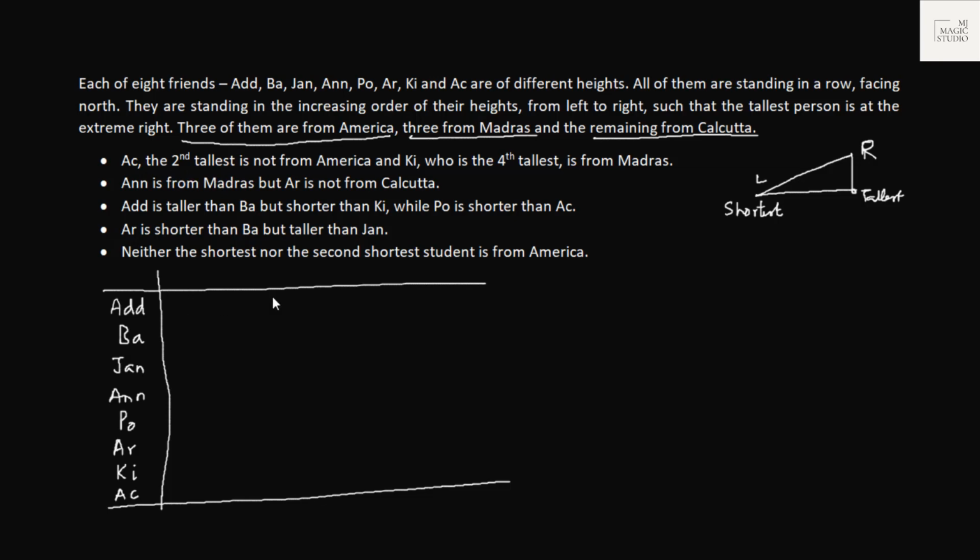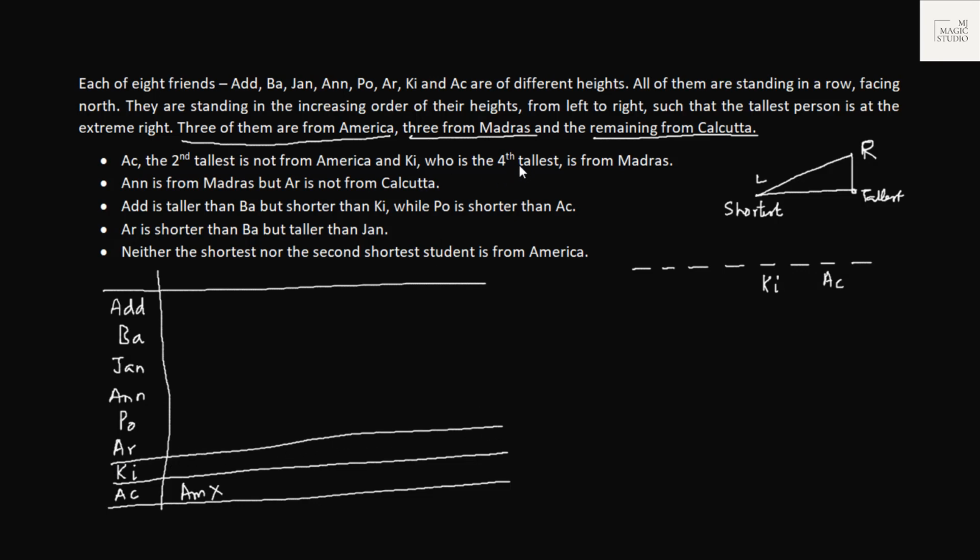AC is the second tallest. 1, 2, 3, 4, 5, 6, 7, 8. AC is second tallest. Got it? Is is not from America. And Ki is the fourth tallest: 1, 2, 3, 4. Here we should have Ki. Is is from Madras. So 1 Madras done. 3 are from Madras. N is from Madras. N is here.